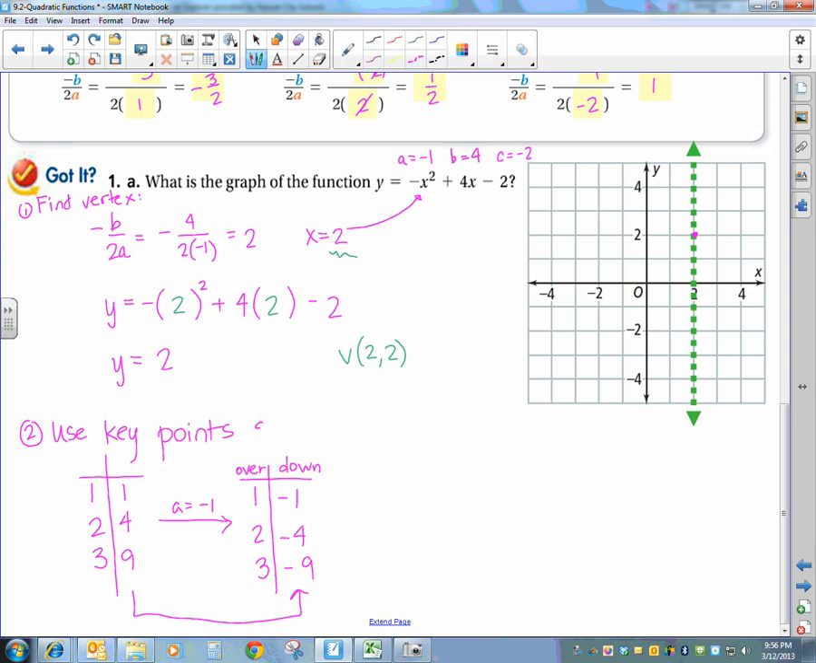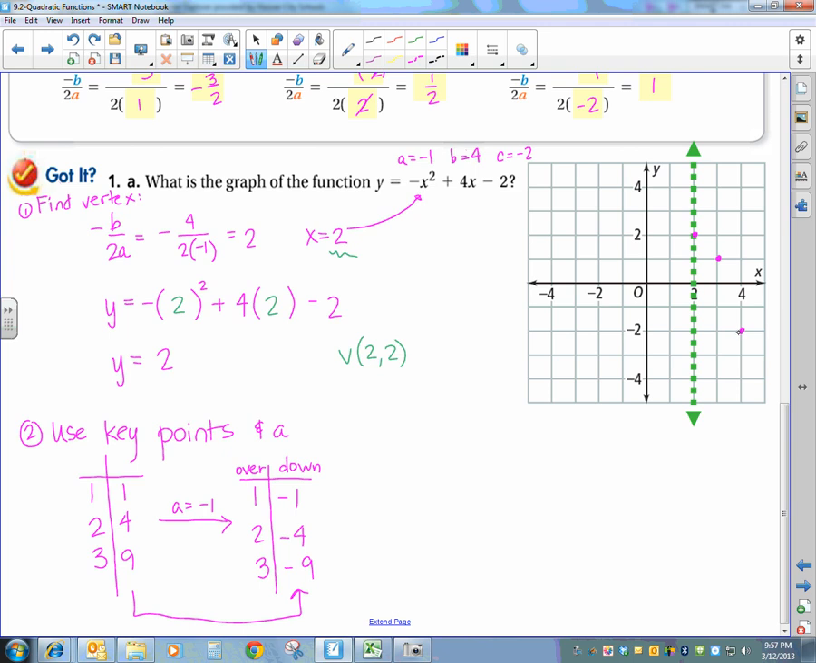Key points and A. So from my vertex, if I go over 1, I go down 1. If I go over 2, I'm going to go down 1, 2, 3, 4. And if I go over 3, I'm going to go down 9, and that's off my graph, so I'm not going to worry about that point.